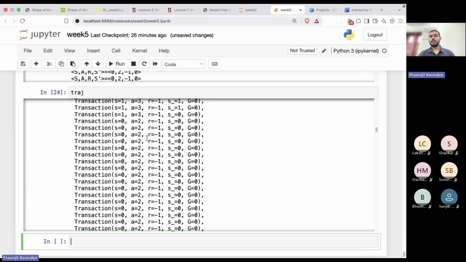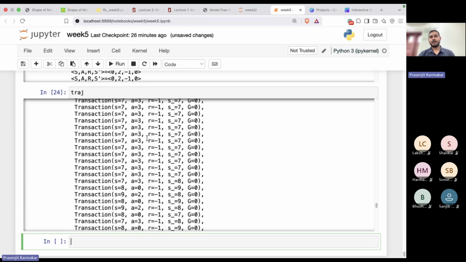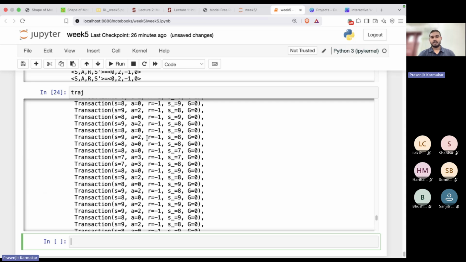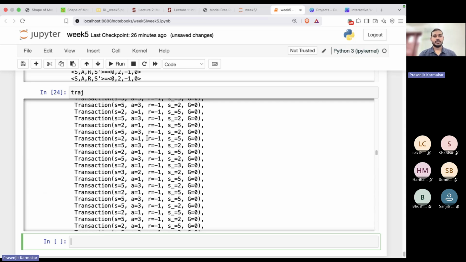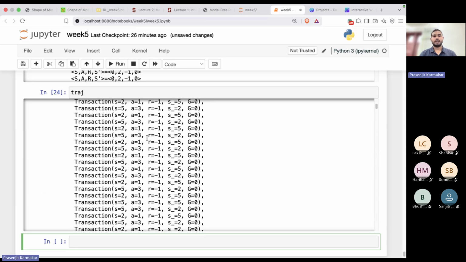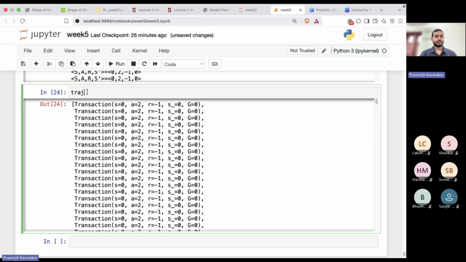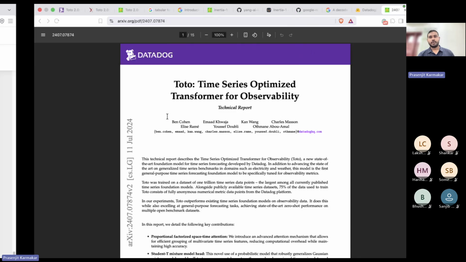Okay, now return. For return, what I can do is start from the ending, right? Start from the ending and do something like this. So let me show the recursion for return, how we can compute it.